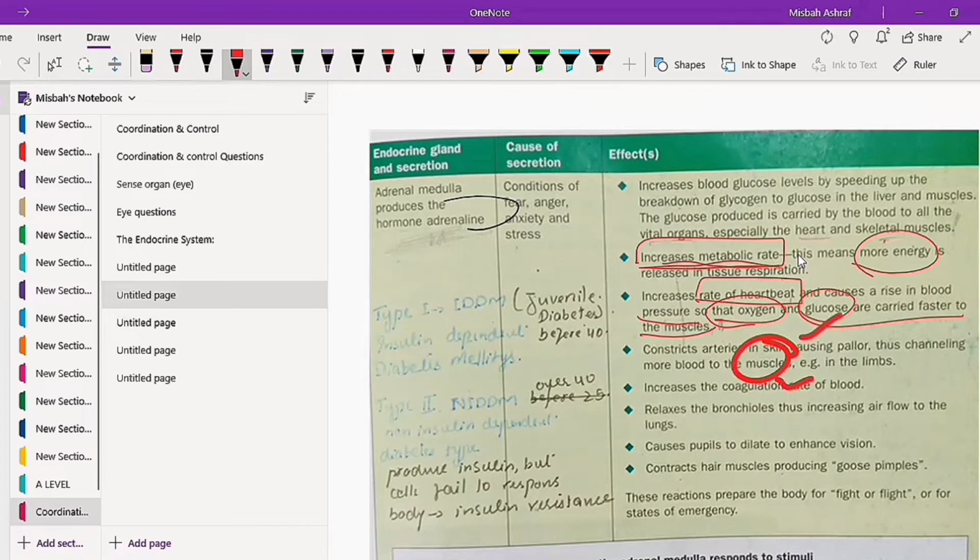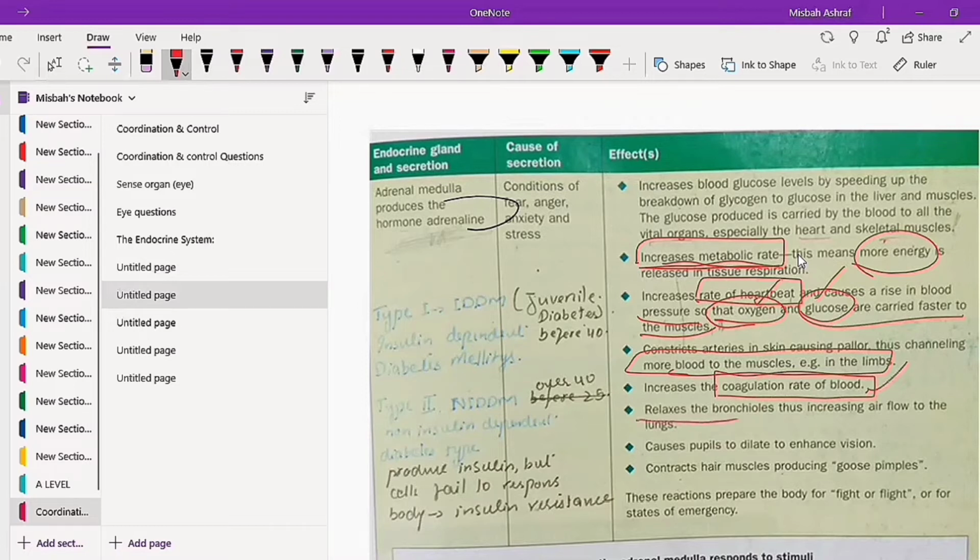Why is more supplied to the muscles? More oxygen and more glucose should be provided to the muscles so that they can carry out respiration and produce energy for the movement, right? And it also increases the coagulation rate of the blood. Coagulation is clotting. If any injury occurs, then it also increases the clotting rate of the blood.